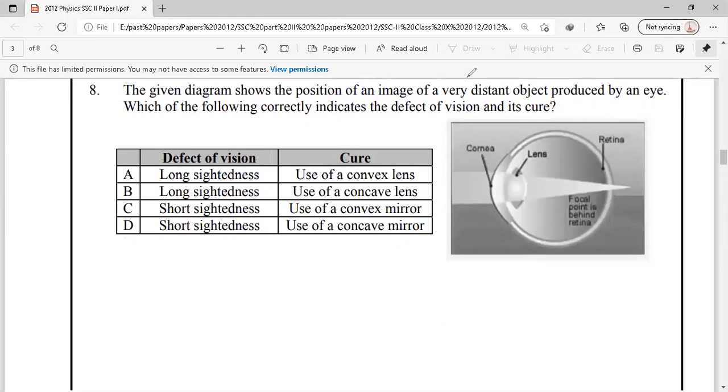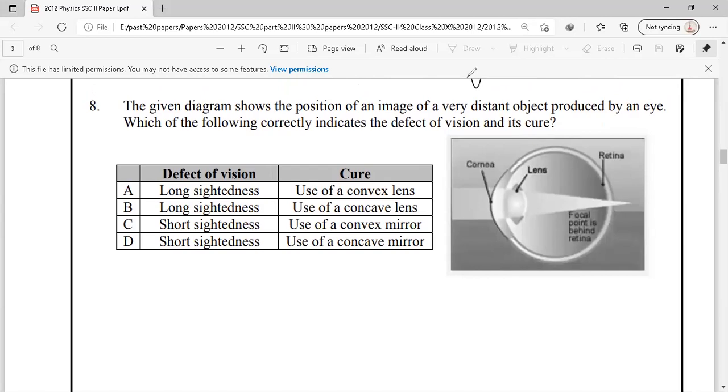Then let's see question number 8. The given diagram shows the position of an image of a very far object produced by an eye. Which of the following correctly indicates the defect in the vision? Simultaneously, the lens that is used for its cure. So we have to identify the defect, and we have to give the cure, that what type of lens could be used in this disease.